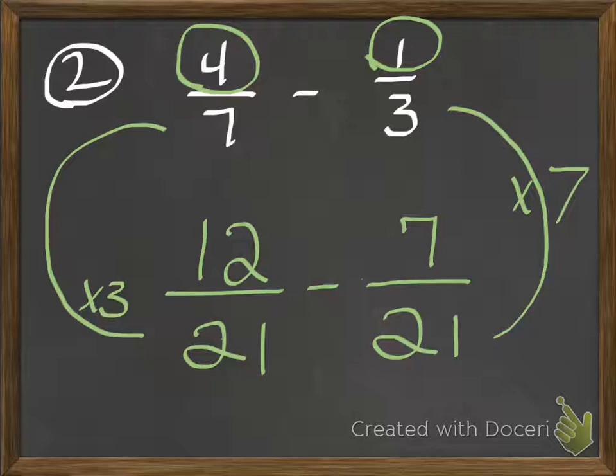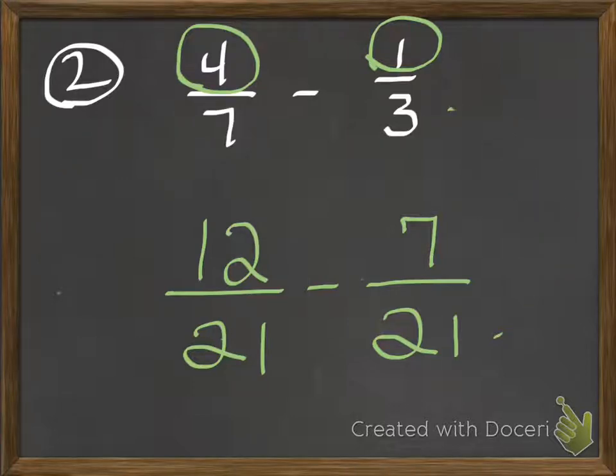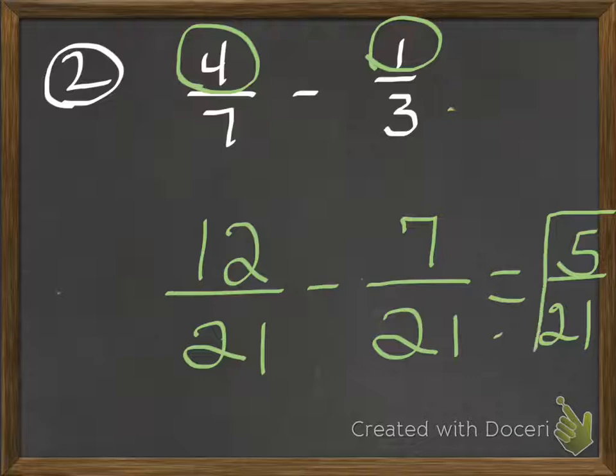I'm still subtracting. Whoops. So I'll get rid of my little extra stuff here, so I have room. Alright. 12/21 minus 7/21. Still going to be 21sts. Okay, keep the same denominator. I only subtract the numerators. 12 minus 7 is 5. So I have 5/21. I cannot divide that down any further and simplify it.